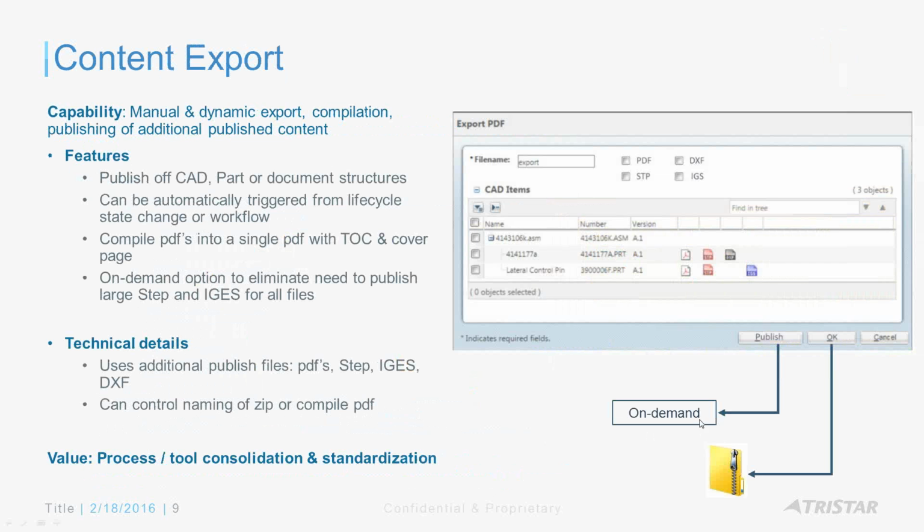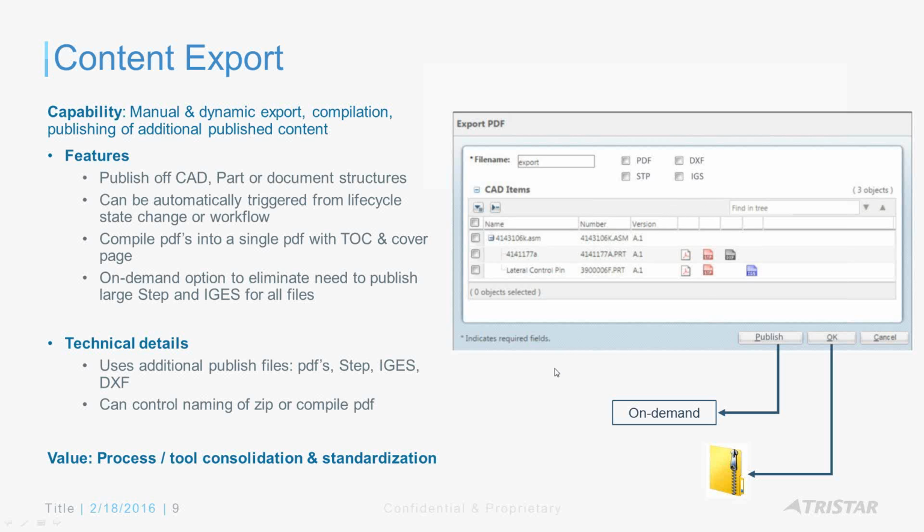And one of the other apps that we want to take a look at is the content export. So we looked at content export last week, where I can pick an assembly or a part number on the CAD side and download all the drawings, all the PDF representations, the step files.